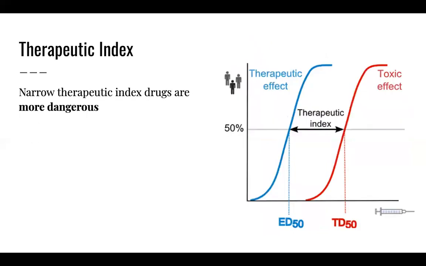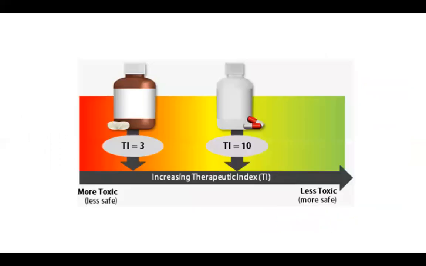Here's another picture. The blue is the therapeutic effect, and the red is the toxic effect. The therapeutic index is between therapeutic and toxic. Again, another picture. A small therapeutic index is more toxic, and a large therapeutic index is less toxic.